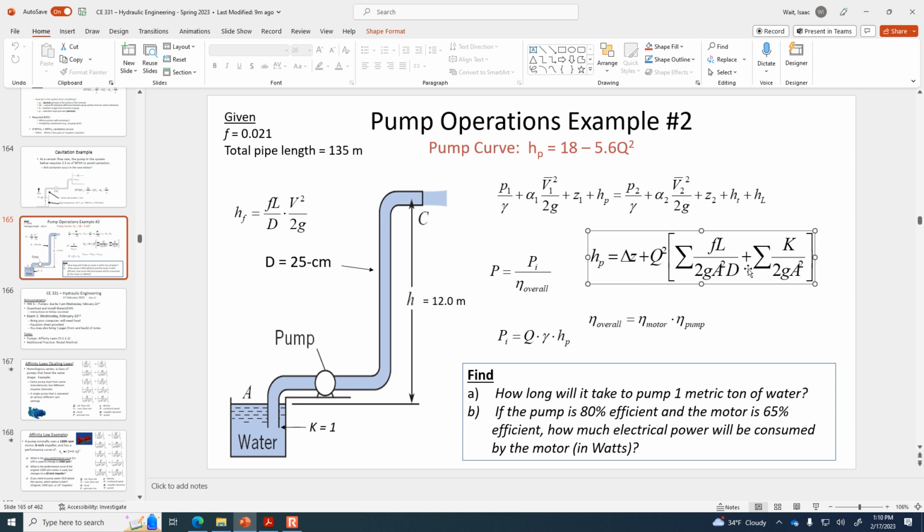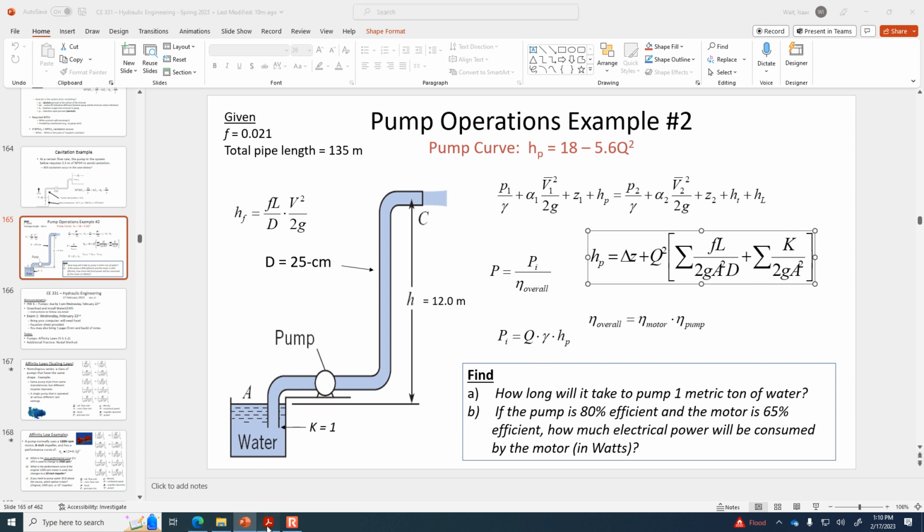And so since this is a jet where the water is being discharged into the atmosphere, the pressure of the water at location C and at location A is the same. So the pressure heads cancel out. So the pump head here is only related to the elevation difference and then the losses through the pipe. So the first term here is the friction losses. The second term is the local losses.